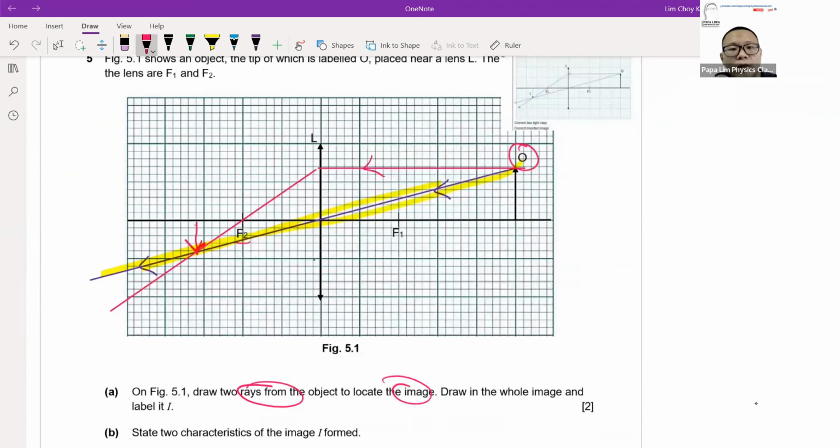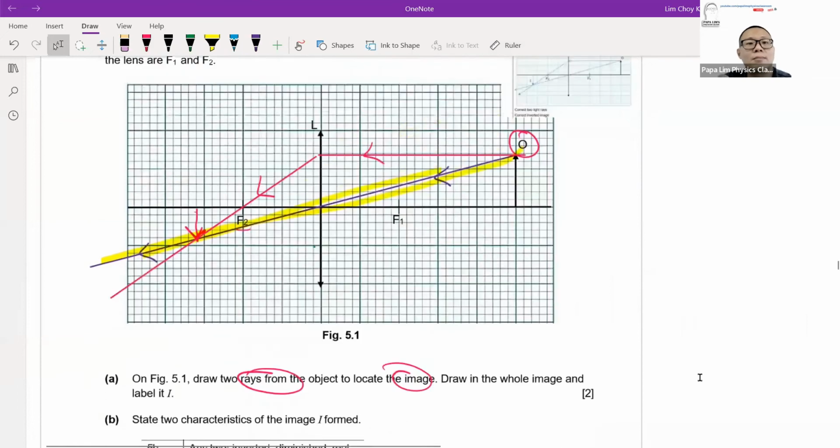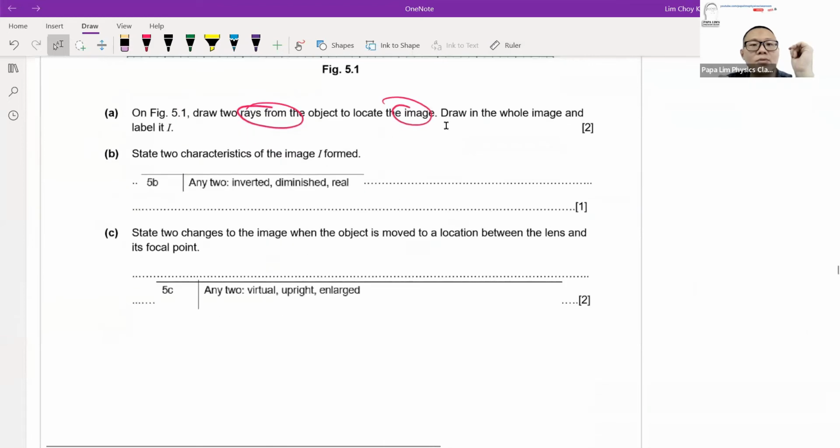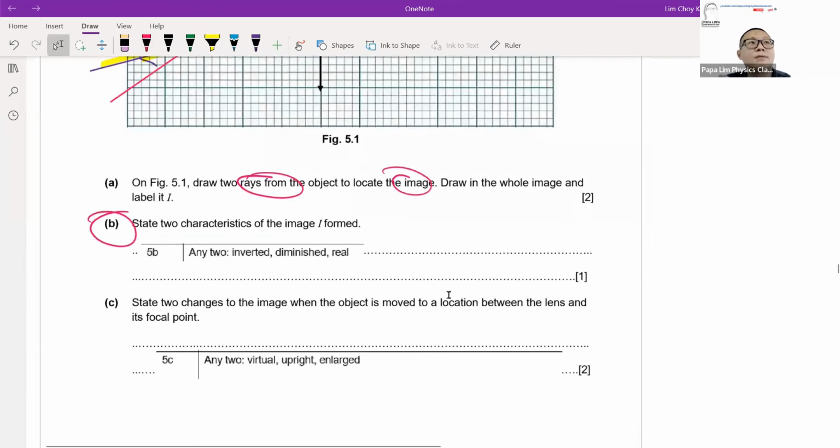Remember to draw your arrows. Lines with arrows are called ray diagrams. With no arrow, it's just called a straight line only. So take note of the drawing. After that, label the image, I. Then, 2 characteristics formed by the image here: look at the drawing and you will know it's inverted and diminished. 2 changes to move the location of the lens.